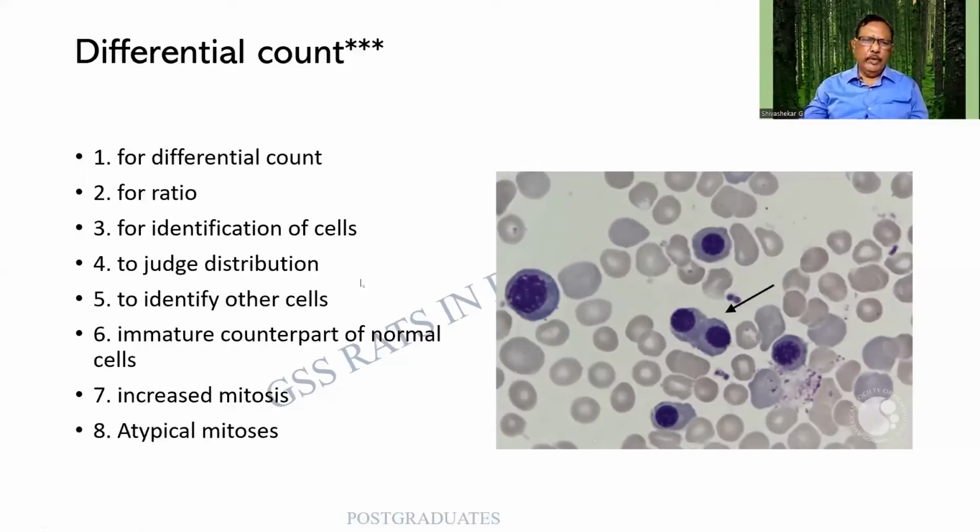To judge the distribution: as I told you, the cells keep a group. Identify the cell by the company it keeps, to identify the other cells also. For example, there may be some cells which are foreign, storage cells, immature counterparts of the normal cells, increased mitosis, a cell division that is over here, atypical mitosis. So all this, you will not be looking for it, but as you count over 500 cells, automatically they will be coming across your eyes, and you will be picking them up.